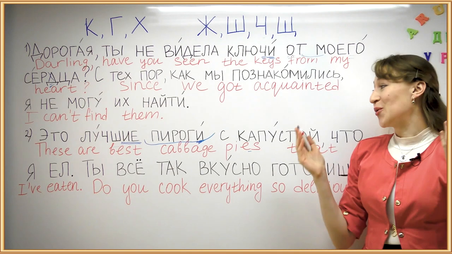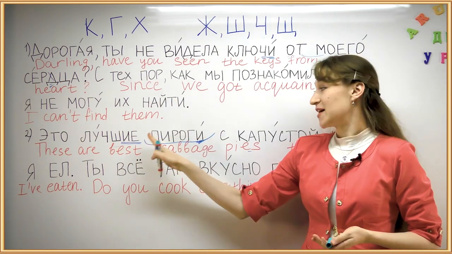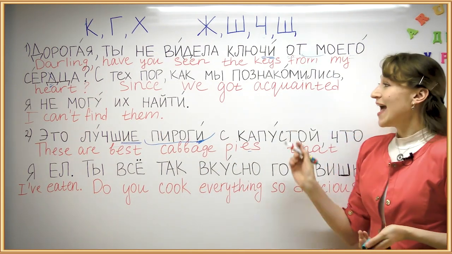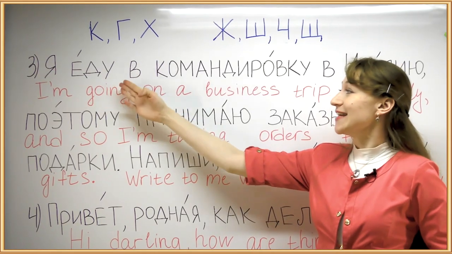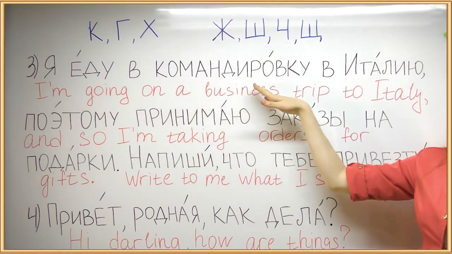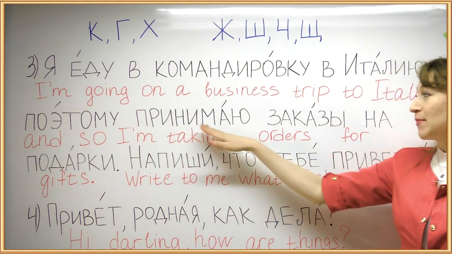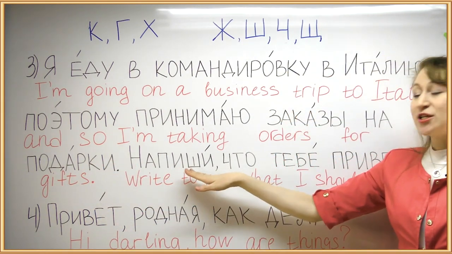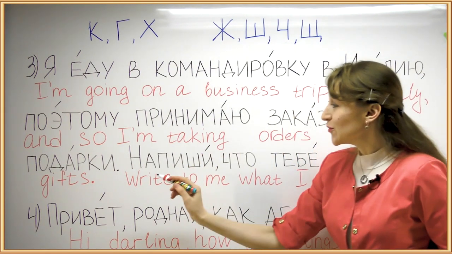The adjectives in plural will be discussed in detail in a separate video. For now, just memorize that adjectives also agree with nouns in number and gender. And we are moving on to the next phrase. If you want to ask your lady what to get her from your trip, you can use this phrase. For example, я еду в командировку в Италию, поэтому принимаю заказы на подарки. Напиши, что тебе привезти. What do we have here in plural?